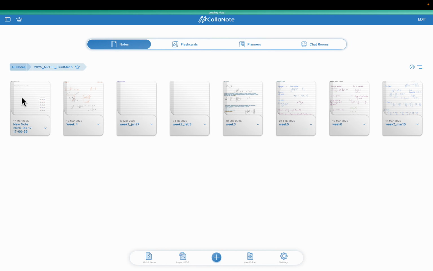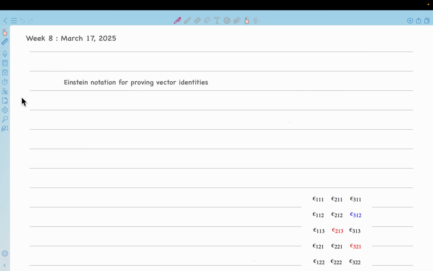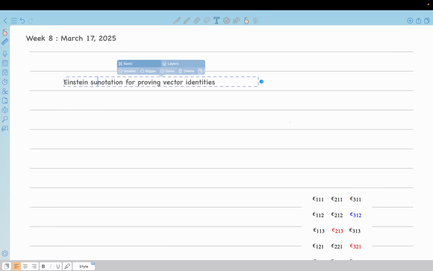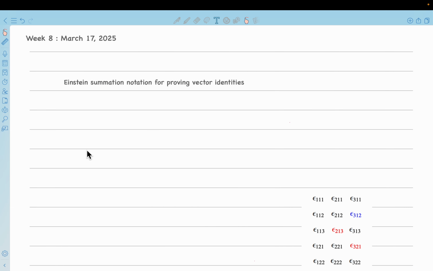Okay, so let's start with today's discussion then. Since some of you mentioned that the Einstein notation is not very clear to you, I thought let me discuss some basics of Einstein notation. This is also called Einstein summation notation. Okay, so maybe I should write this down now. It's Einstein summation notation, and this is very useful for deriving certain identities.